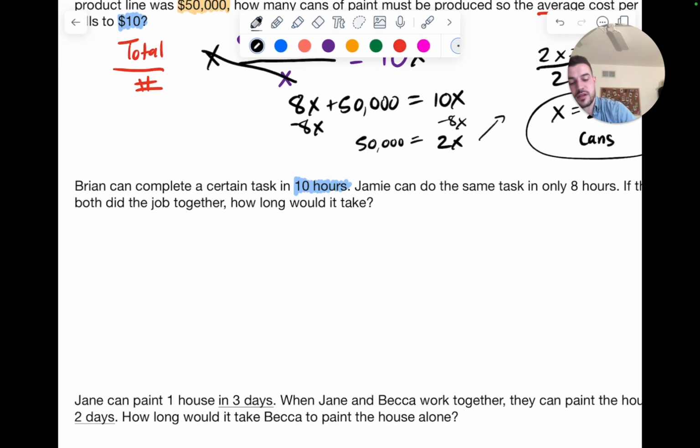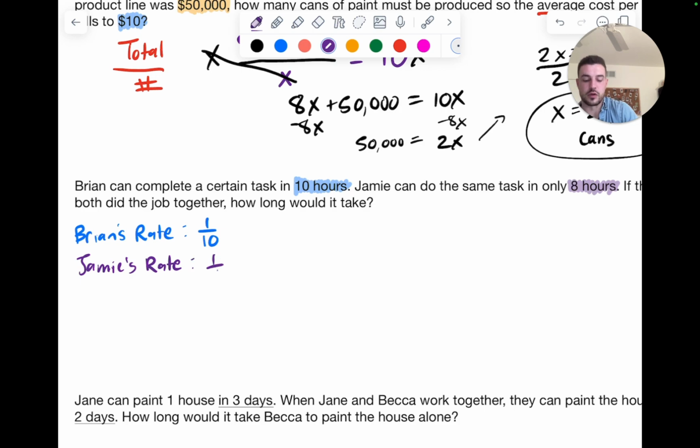That means Brian's rate is going to be 1/10. And the reason that is, he can complete one task in 10 hours. That's why it's 1/10. All right, now Jamie can do the same task in 8 hours. So Jamie's rate is going to be 1/8.